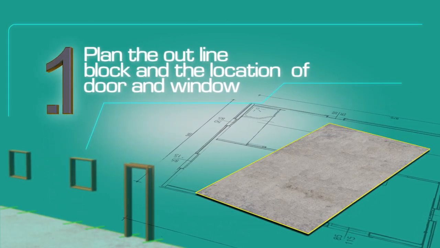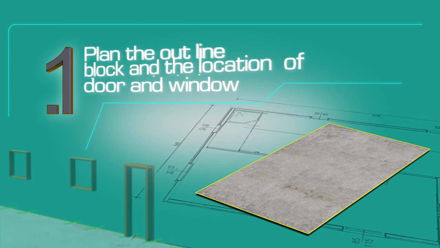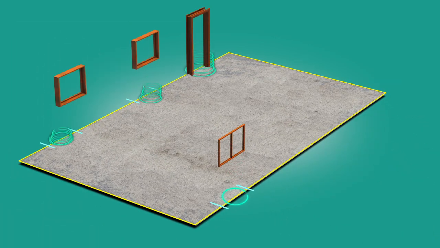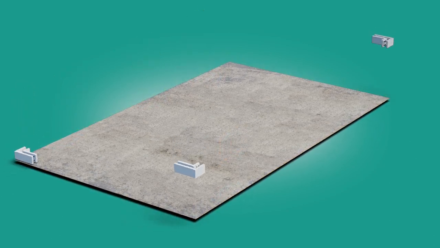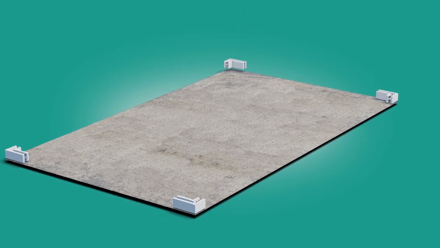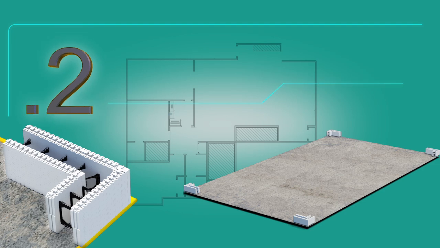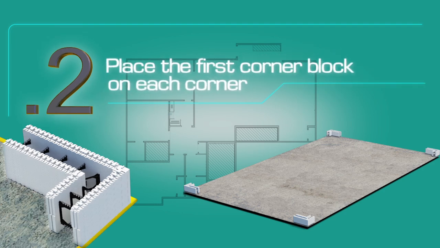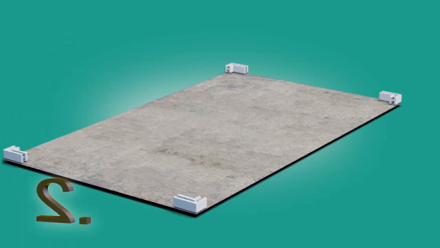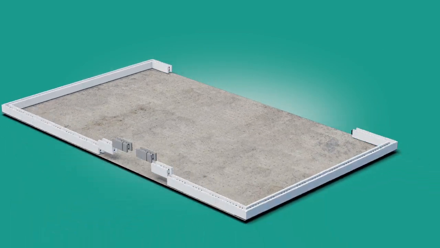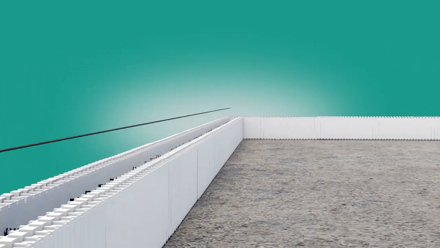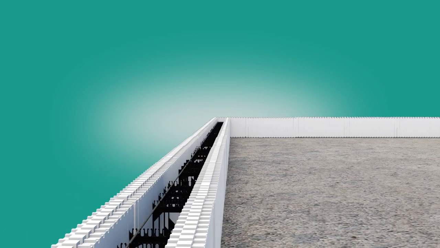Plan the outline of the block and the location of the door and window openings on the footing or slab. Place the first corner blocks on each corner. Then lay the straight blocks toward the center of each wall segment. On the first course, use zip ties on the webs to connect the blocks and pull them snugly together.